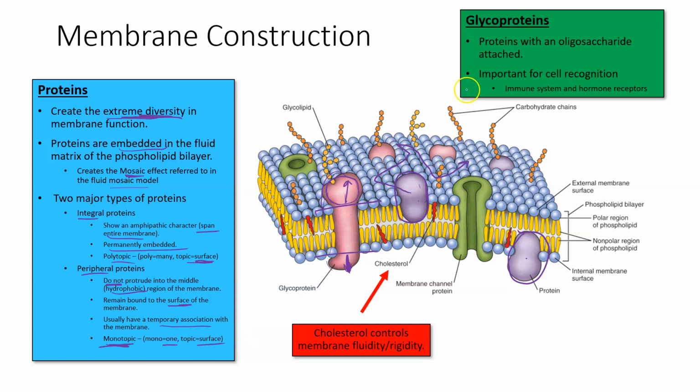Glycoproteins are exactly what they sound like. Glyco is short for sugar, and protein is obviously protein. So these are specific proteins that are anchor points for an oligosaccharide, a short chain of carbohydrates. Saccharide is sugar, just like in monosaccharide, disaccharide, polysaccharide. Oligo just means short. So these are the short chains that you see here.